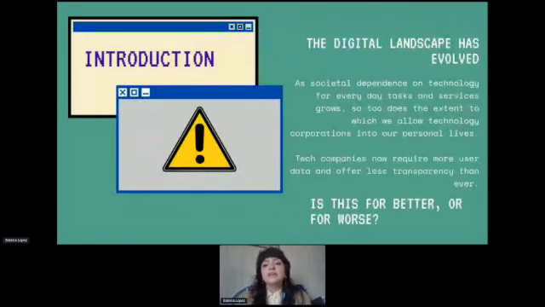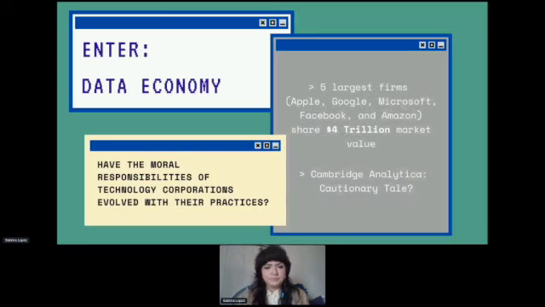The digital landscape has evolved. As societal dependence on technology for everyday tasks and services grows, so too does the extent to which we allow technology corporations into our personal lives. Tech companies now require more user data and offer less transparency than ever. Is this for better or for worse? As we all well know, this new dynamic between users and companies creates potential for ethical tensions.